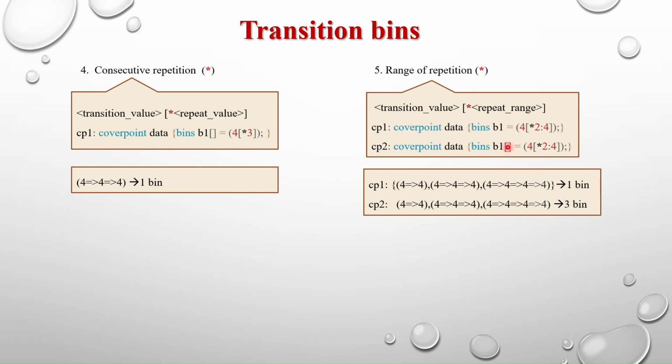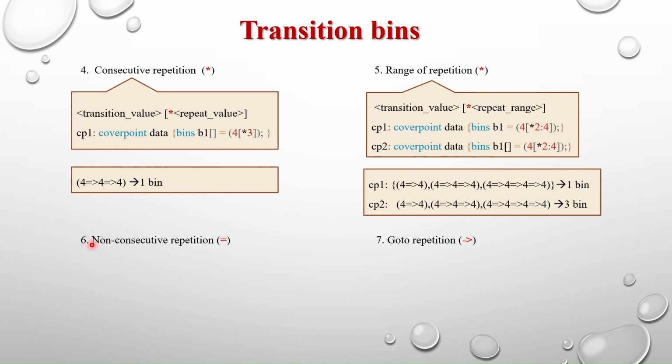And here we are using the vector bins, and there are 3 possible transitions: 2, 3, 4. So a total of 3 bins will be created. So this is the range of repetition, and here we cannot give the dollar while representing the range. That is not allowed here. You cannot use the dollar, so you can just give specific values.